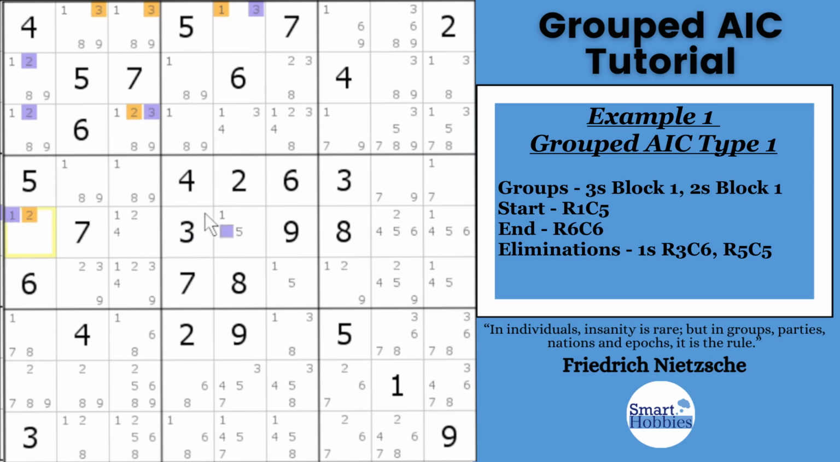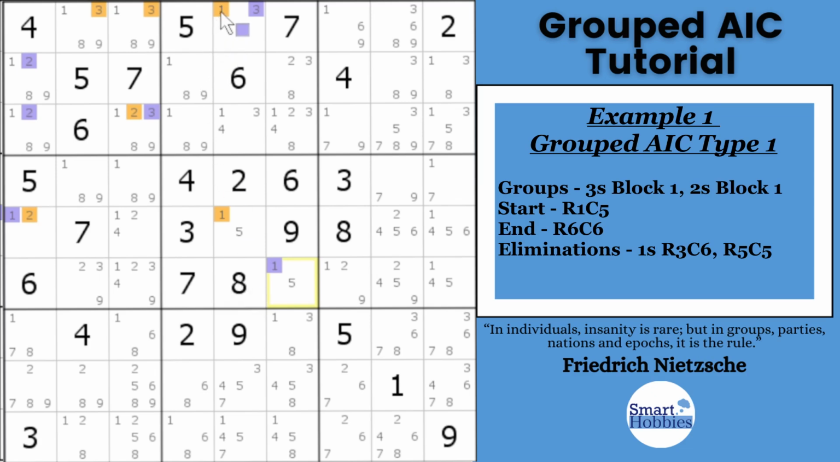Okay. Come across here, weak link to this 1. And then there's only 2 1s in block 2. So we're going to do a strong link down to this 1 right there. Okay. So this is our alternate inference chain type 1, grouped AIC type 1.